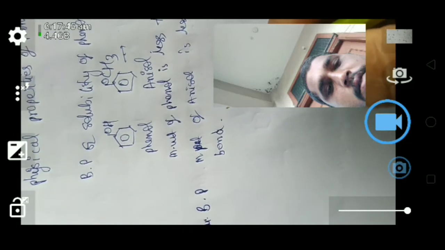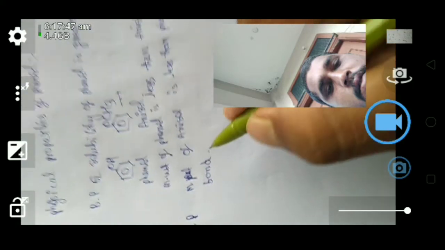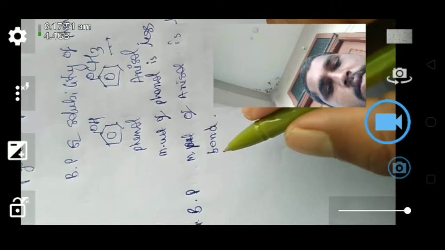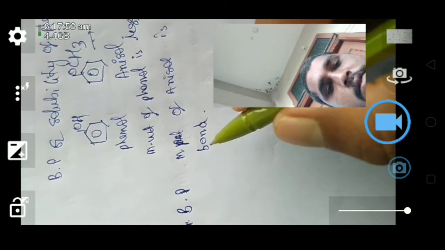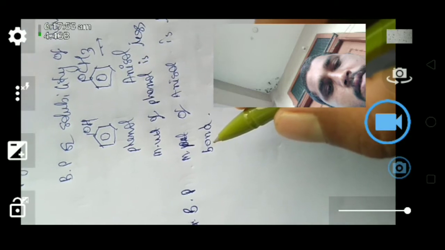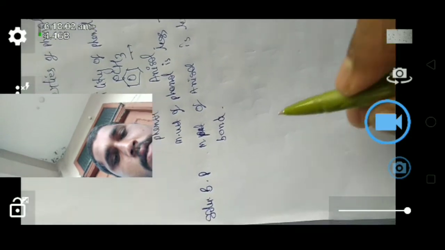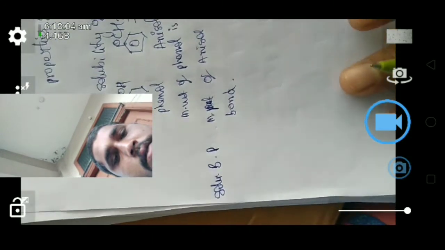As phenol contains hydrogen bonds, this molecule possesses a high melting point, boiling point and solubility. But the molecular weight of anisole is greater than phenol; even so, due to hydrogen bonding, phenol exhibits a higher melting point, boiling point and solubility. Now, coming to the chemical properties.